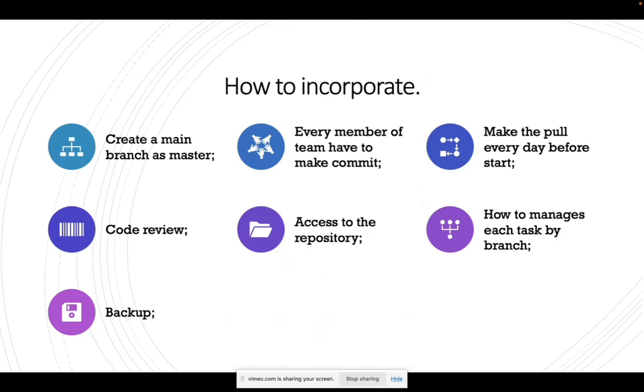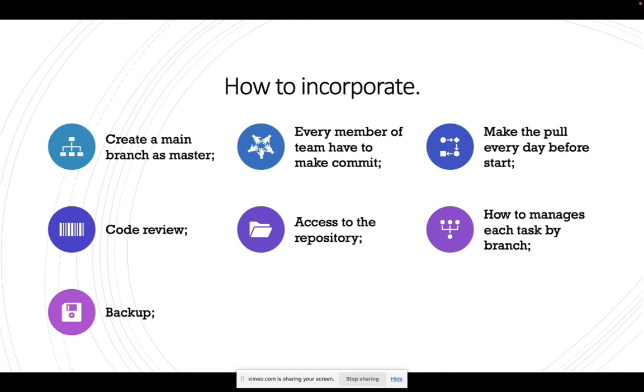Every member of the team has to make the commit. This commit has to be approved by a tech lead. The commit has to be worded cleanly because every member of the team has to understand what was done. It has to be easy to understand. Make the pull every day before starting. Before starting any activity, the member of the team has to update their branch, make the pull, push what was done before, and then start working on the activity.